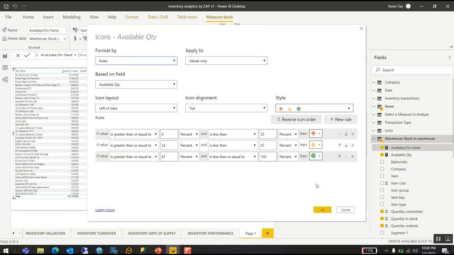Okay, so I've got the red, yellow, greens right here. If it's greater than a certain percent, it's red. If it's greater than or equal to 33, it's yellow and green. So just to save time, I'm just going to click on OK. Let's see what results I get.